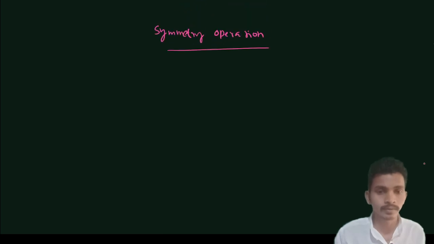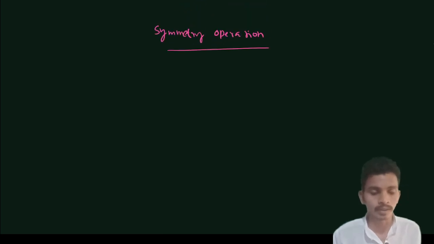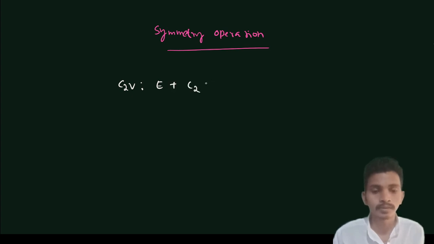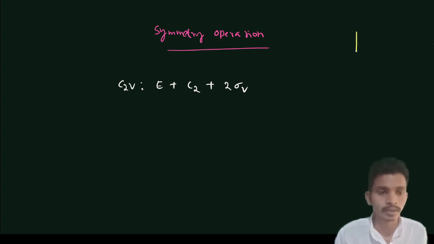So what I mean is, let's say we take a C2v point group. Here the symmetry elements are E, C2, and 2 sigma v. But whenever we do this, so this is the axis.